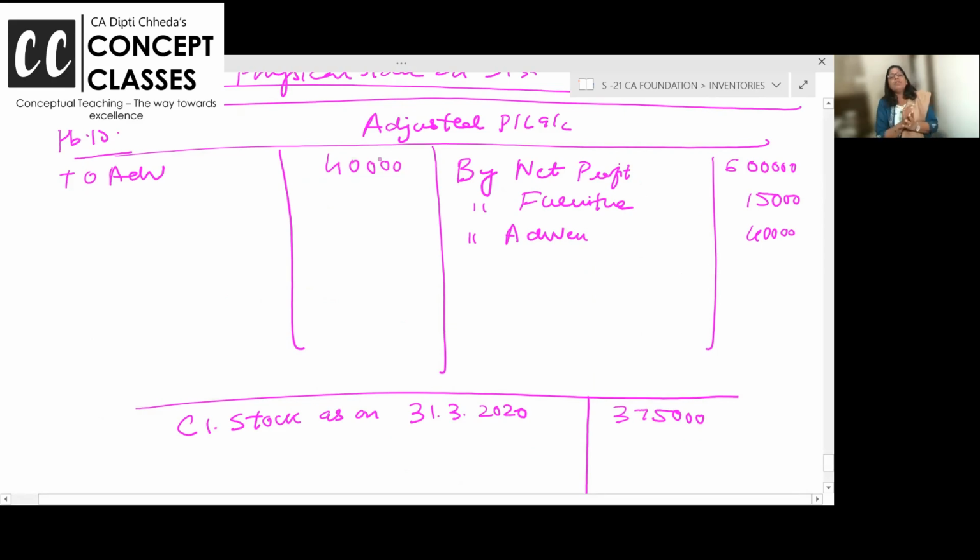Take your time, all of you. Impact on the profit is nil. 40,000 advertisement expense has increased, so profit will decrease. And why is advertisement coming in income here? Because purchase is reduced. You can write here free sample. Reduce the purchase, increase the profit. Increase the advertisement.